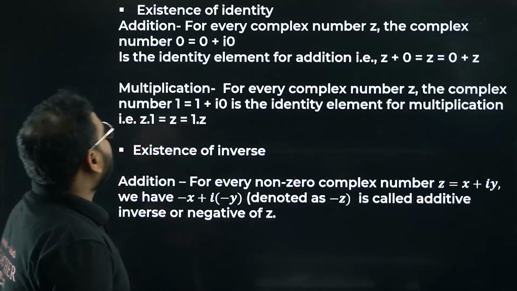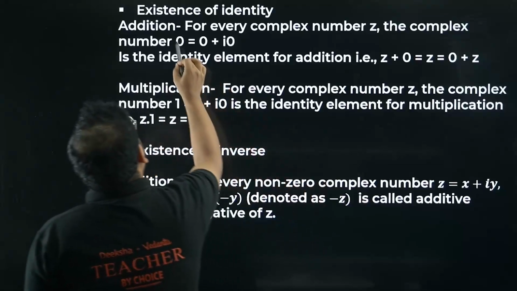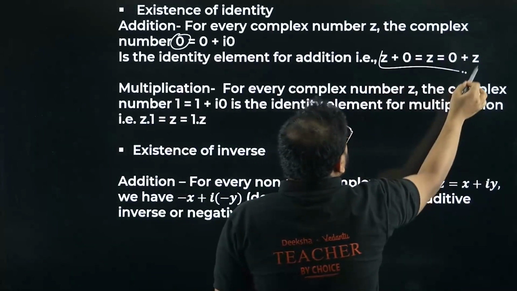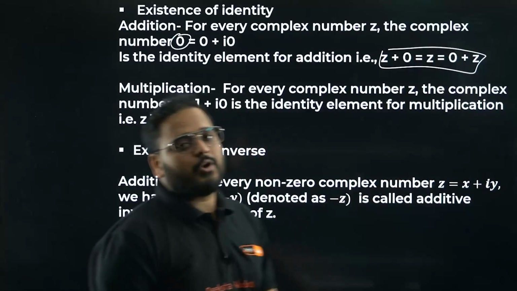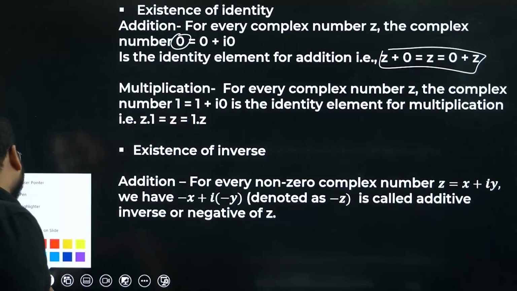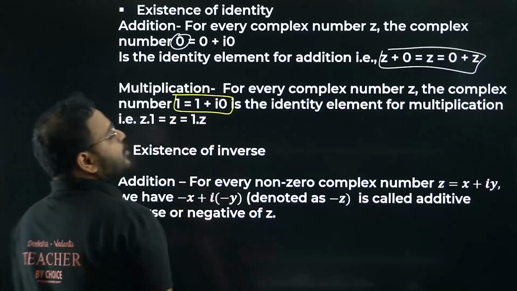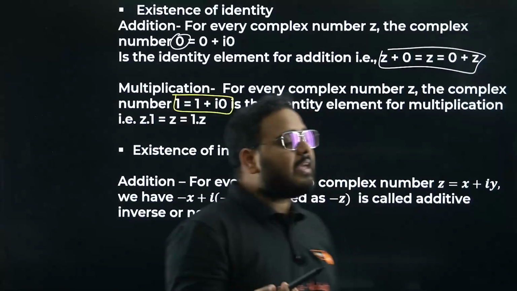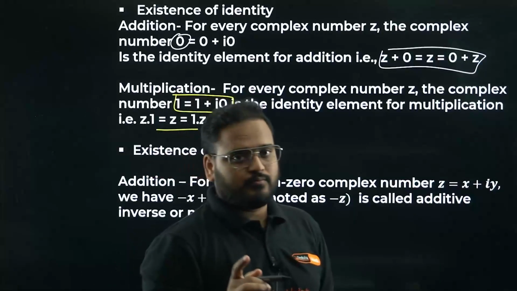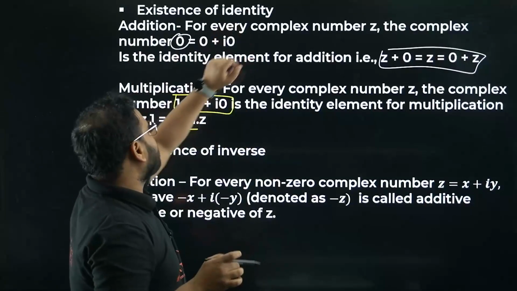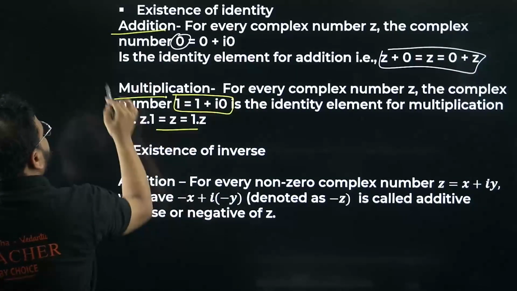Okay. Moving on. Existence of identity. Basically there will be a number 0 all the time, which when added to a number will give me the same number itself. So z plus 0 will be the same as 0 plus z, or simply z. Same goes in the case of multiplicative identity. What will happen in this case? You'll have 1 over here. So you write z into 1 or 1 into z, the answer will be z only. So both multiplicative and additive identity will be true. This is additive identity and this is multiplicative identity.